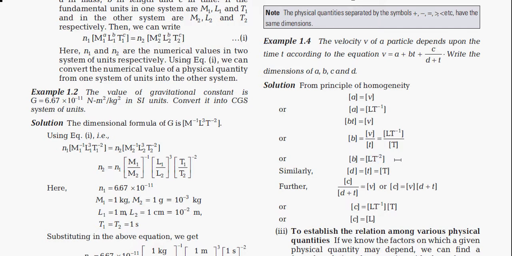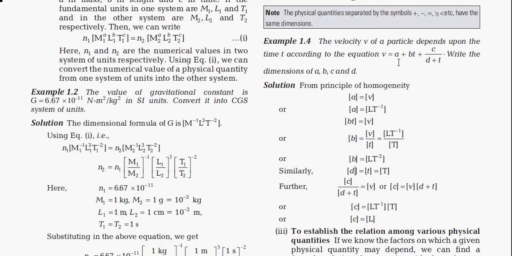Let's talk about the other two remaining parts, which are c and d. Dear friend, let's see, d plus t is there. So d and t are being added. As I said, addition must be done on the same dimension. So it means the dimension of d must be equal to time. That is the reason these two terms are getting added. So the dimension of d is nothing but the capital T.